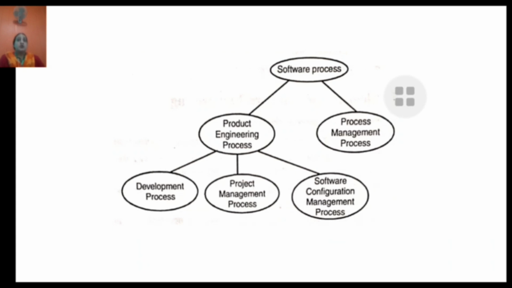In it, the main goal of these processes is to produce the desired product. Product engineering has three components. First one is the development process. The development process specifies the development and the quality assurance activities that need to be performed, and the development activities are performed by the programmers, designers, or testers, etc.